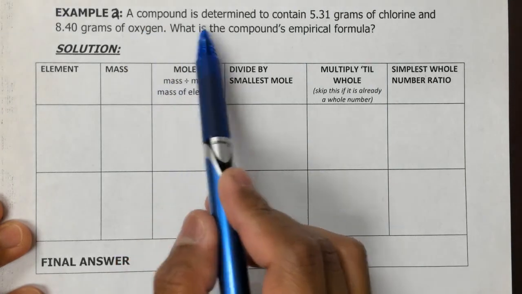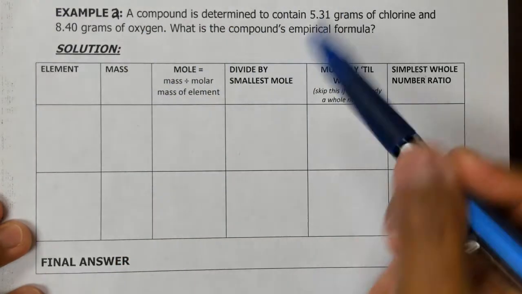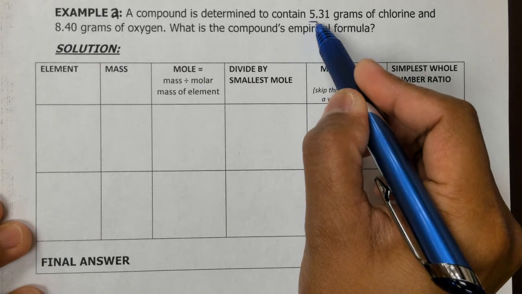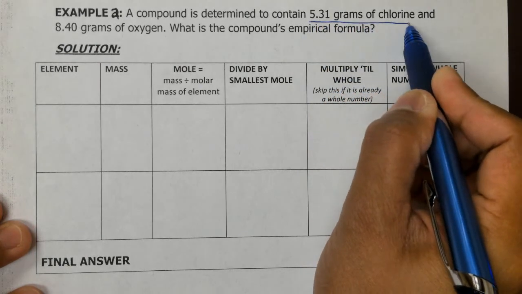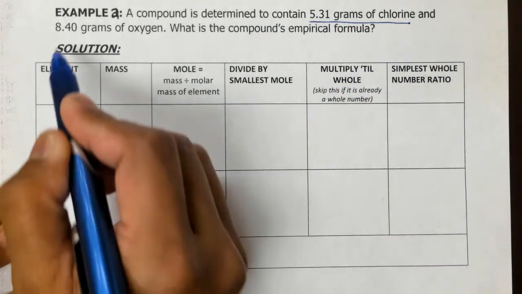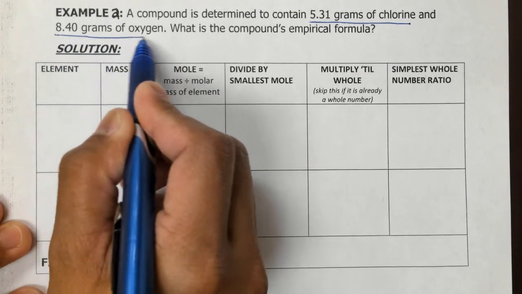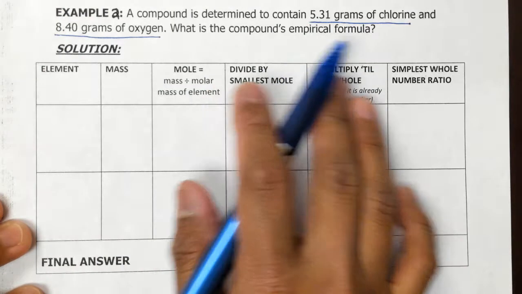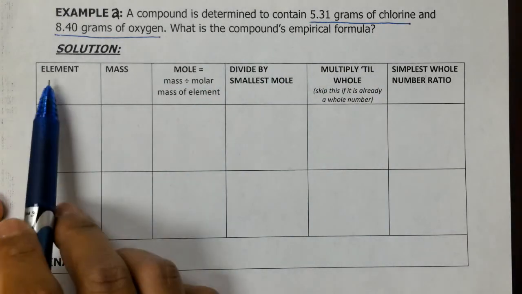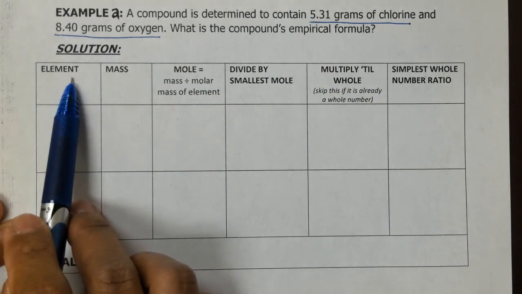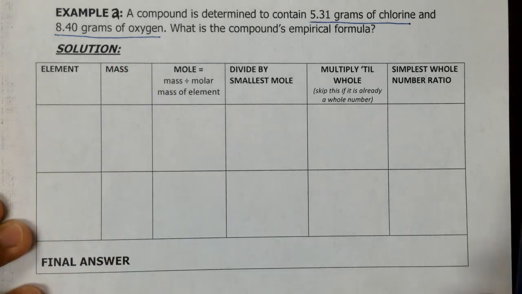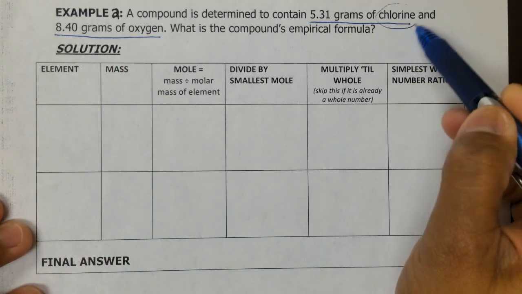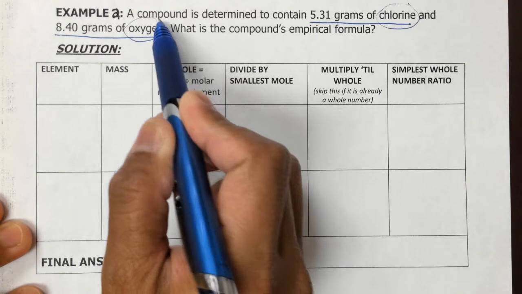A compound is determined to contain, underline your given, 5.31 grams of chlorine and 8.40 grams of oxygen. What is the compound's empirical formula? So the first column is asking you for the element. And now let's go back to the problem. What are these elements? We have chlorine and oxygen.